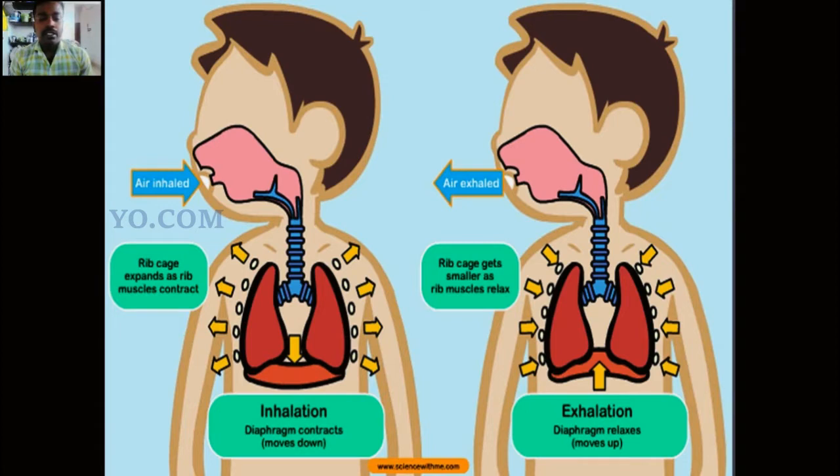During the inhalation, the diaphragm contracts and moves down. During the exhalation, the diaphragm relaxes and moves up. So what are we doing during breathing? We extract oxygen during air inhalation, then we release carbon dioxide during exhalation. Okay, so these are respiration.